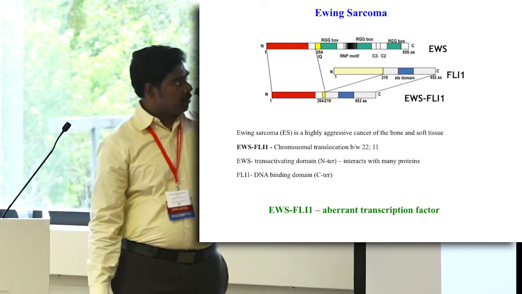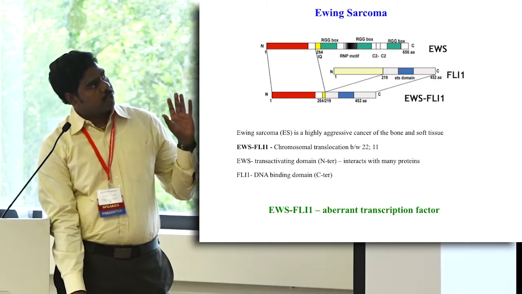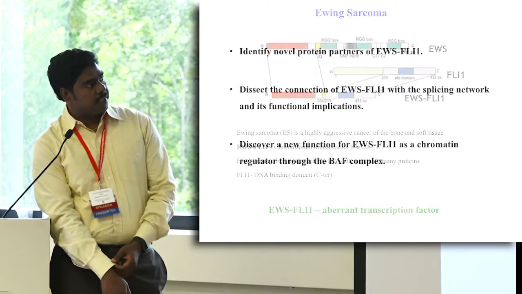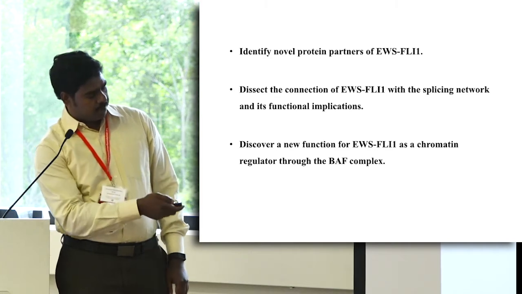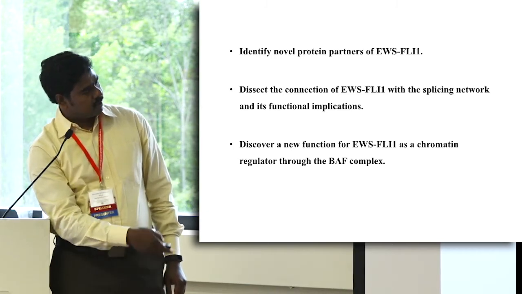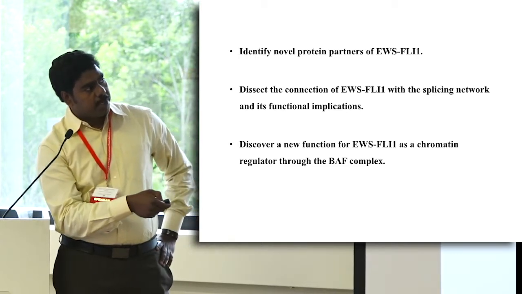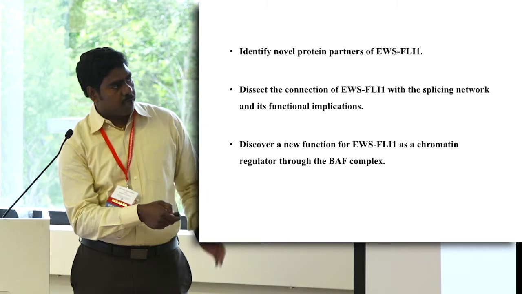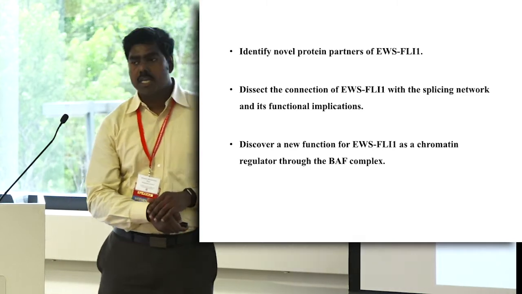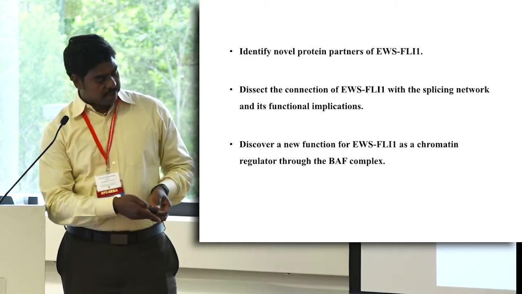So I want to give a brief introduction about Ewing sarcoma. Ewing sarcoma is a highly aggressive bone and soft tissue cancer. It is mainly formed by a chromosomal translocation between chromosomes 22 and 11. Basically the N-terminal portion of EWS is fused with the C-terminal portion of FLI1, forming the EWS-FLI1 oncogenic protein. It is an aberrant transcription factor which drives oncogenesis. The majority of patients, about 90% of Ewing sarcoma patients, have this fusion gene, which is more characteristic.